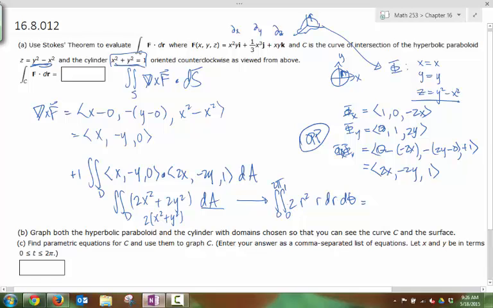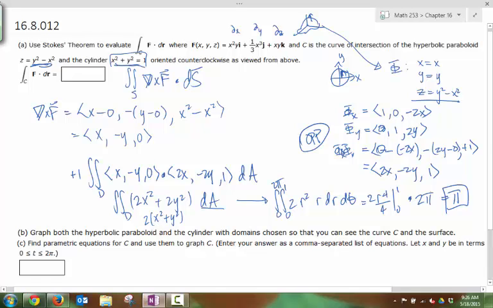So this is 2r cubed, which integrates to r to the 4th over 4, and then there's a 2 out there, so that makes it a half, from 0 to 1, and then we have 2 pi just sitting out there with the theta integral. So the 1 goes in here, and we just get 1/2 times 2 pi. Looks like this is just going to equal pi.